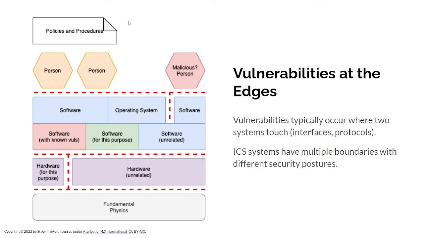Vulnerabilities typically occur where two systems touch, because there is information flow, there's an interface, there's a protocol. It's obvious that there are APIs in here that we're using, but in addition, there's an interface with the person, there's interfaces with the procedures, there's interfaces with the fundamental physics. All of those provide a place where you can go and look for vulnerabilities. And in particular, industrial control systems, ICS systems, have multiple boundaries, and they can have different security postures. And those interfaces are especially places where you might want to poke and prod.